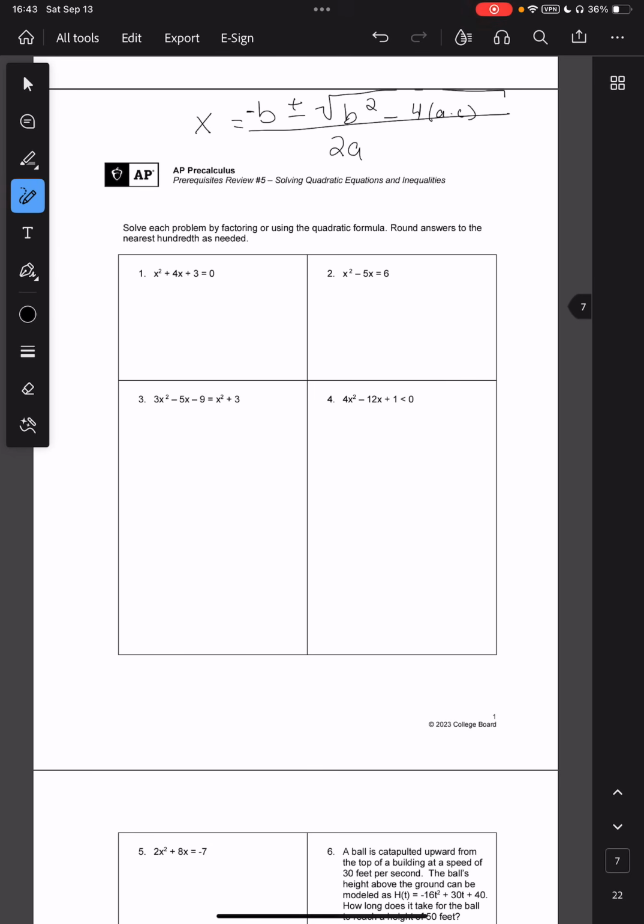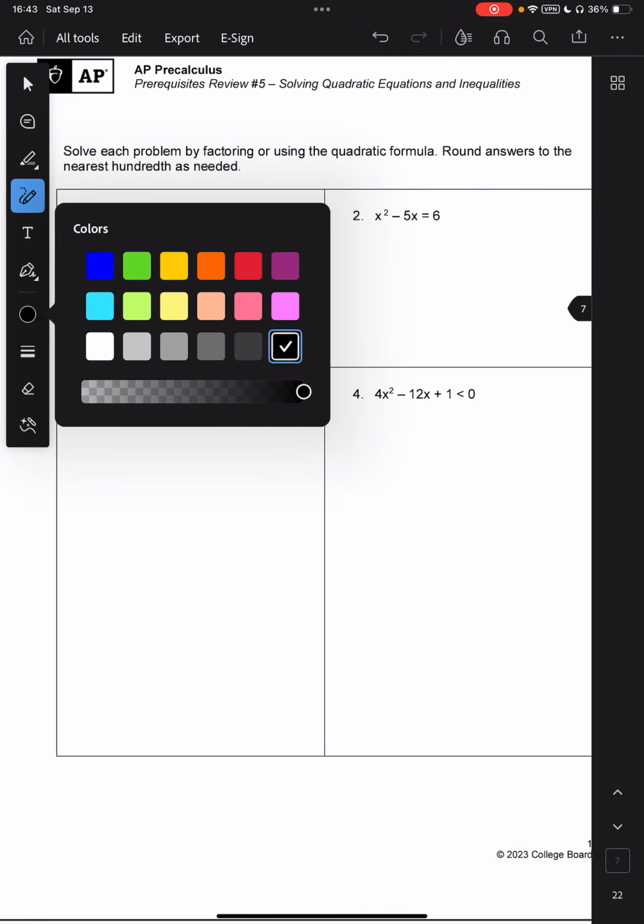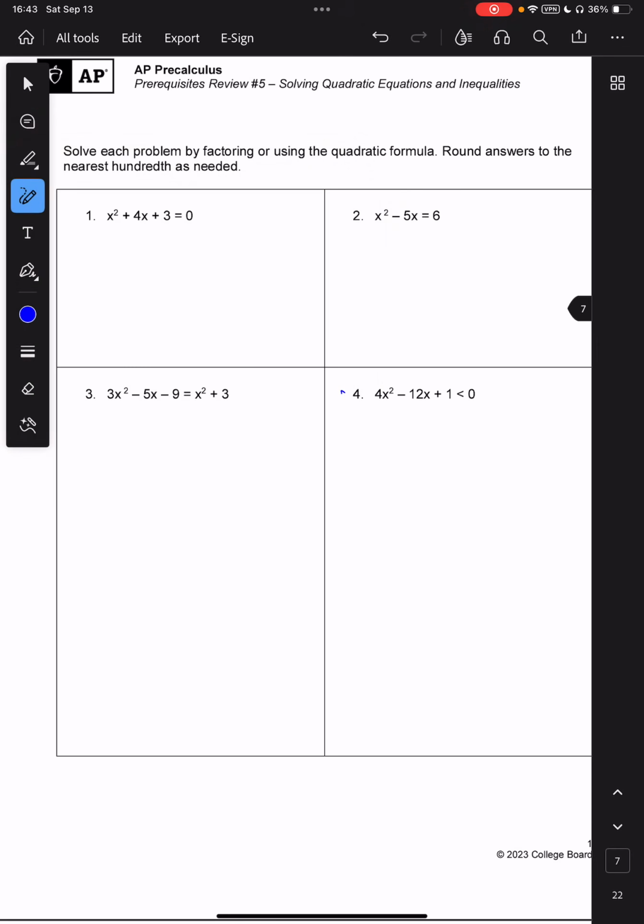Please remember the quadratic formula. Negative b plus or minus the square root of b squared minus 4ac all over 2a. Quadratic formula. So we're not going to use it for the first couple of questions, but we are definitely using it for question number 4.